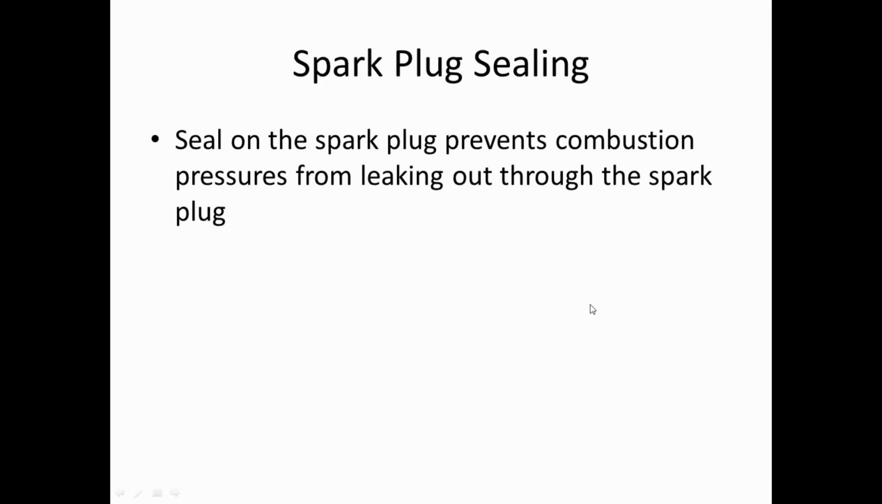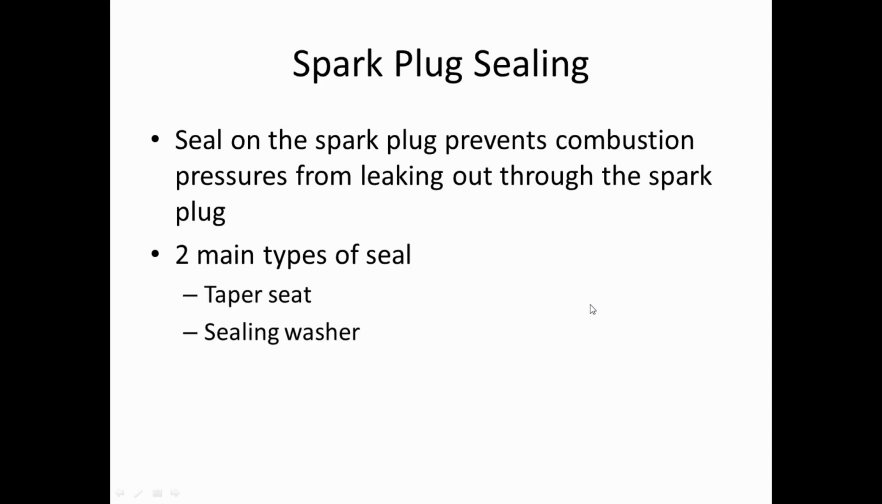The seal on the spark plug prevents any kind of combustion pressure from leaking out of the spark plug, around the threads and that kind of thing. So the combustion pressures can actually leak through the threads if you don't have a way of sealing them. So we basically have two types of seal: a taper seat and a sealing washer.